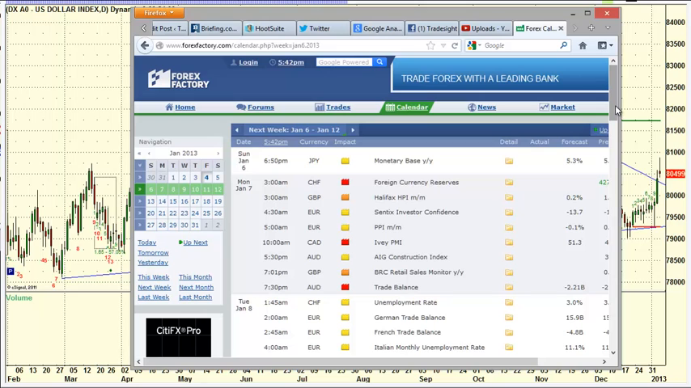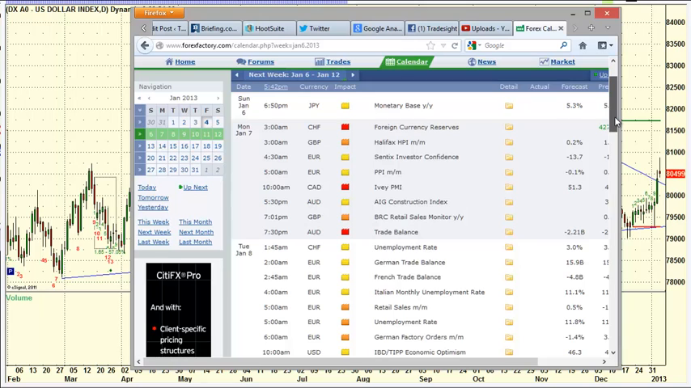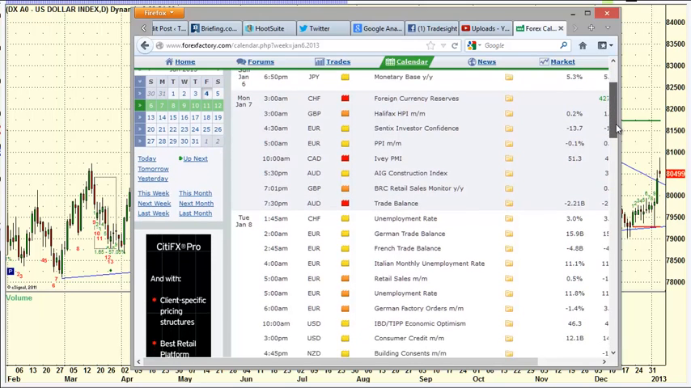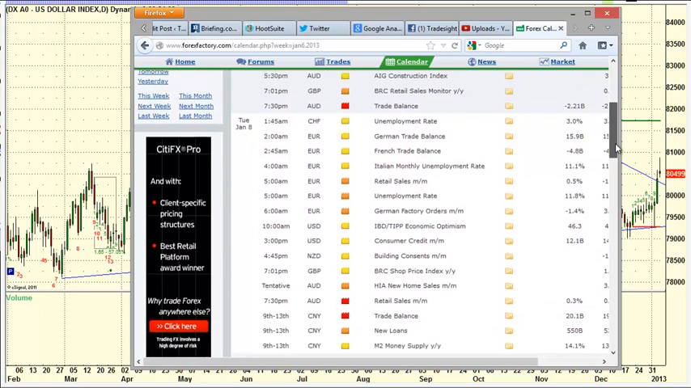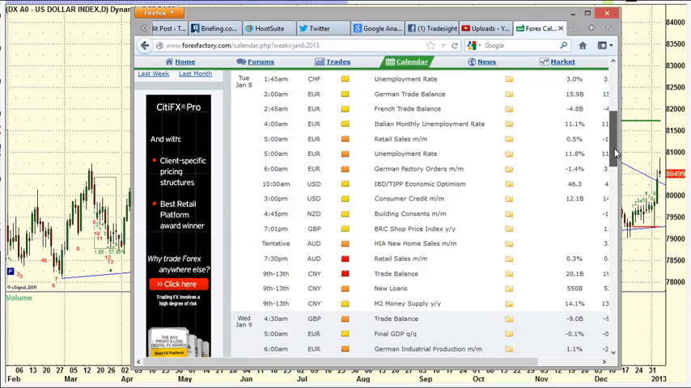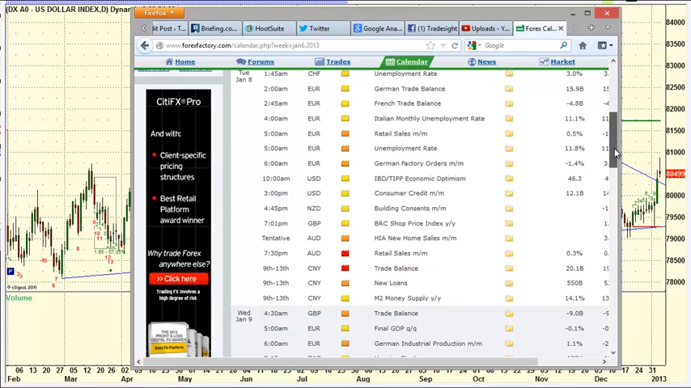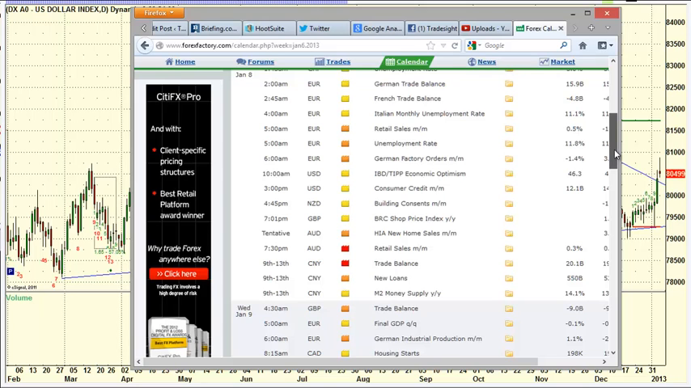On Monday, we've got out of Switzerland foreign currency reserves, the Halifax HPI out of the UK, PPI out of Europe. None of that's too big of a deal. Trade balance out of Australia Monday night. These are all Eastern times in the US. 7:30 p.m. Eastern time on Monday is the Australian trade balance data. On Tuesday, we've got in the wee hours of the morning the unemployment rate out of Switzerland. We've got German and French trade balance out of Europe, retail sales out of Europe, unemployment rate out of Europe. That's a lot of data coming out around 5 a.m. Eastern time Tuesday morning out of Europe. And then we've got the consumer credit number Tuesday afternoon at 3 p.m. Eastern time here in the U.S.